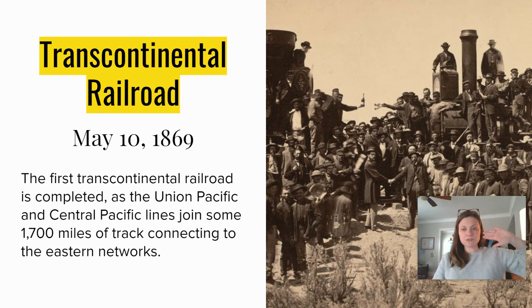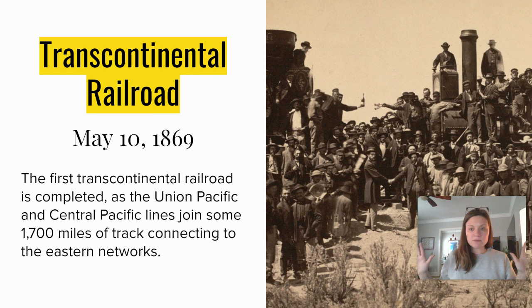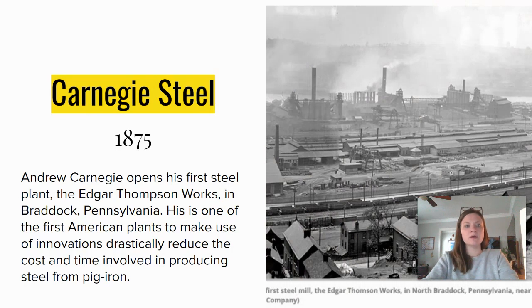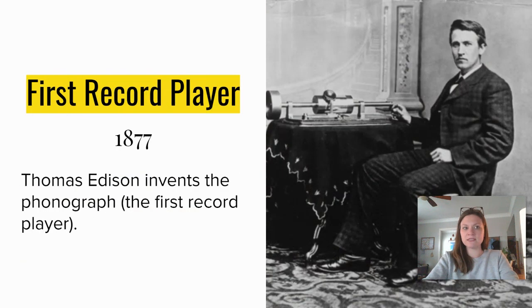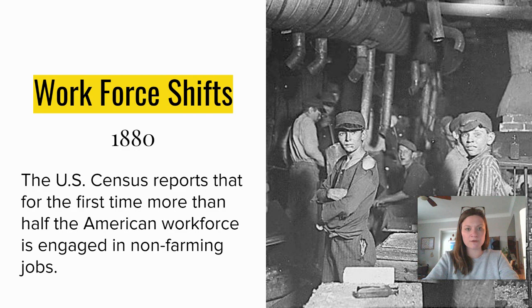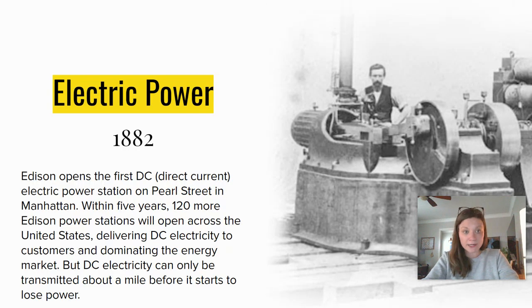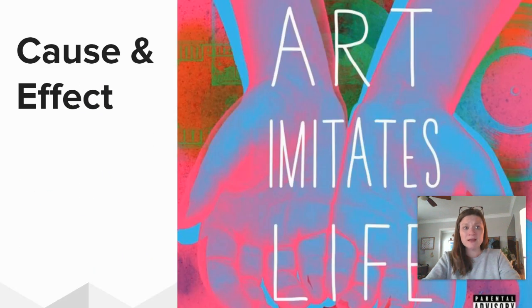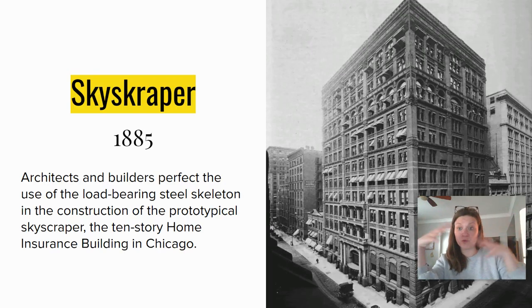Right? So realism is focused on the cities and industry. Naturalism is more focused on science and this idea of human existence and fate. So these players then create all these different things that are changing America. Transcontinental Railroad, Carnegie Steel, telephones invented, the first record player, the first light bulb, the workforce shifts, electric power, skyscrapers. All of these things are happening. The world is changing.